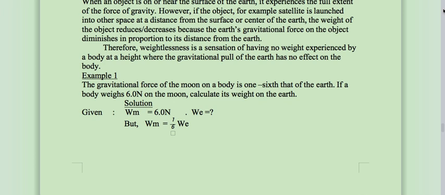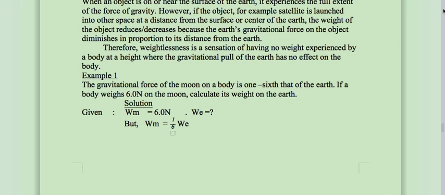What is weightlessness? Weightlessness is a sensation of having no weight experienced by a body at a particular height where the gravitational pull of the earth has no effect on the body. Let me give you a practical example.